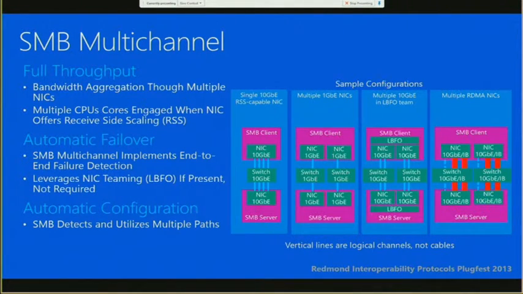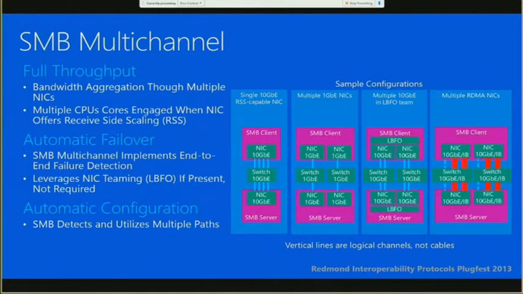We can do the same thing with LBFO. So we've got a NIC team. We can create 2 connections through the individual NICs, so effectively 4 at the top end, all the way down to the server. And if we have multiple RDMA NICs, we will take advantage of RDMA and create multiple RDMA connections, as well as we'll create a failover connection on any additional network adapters that are there.